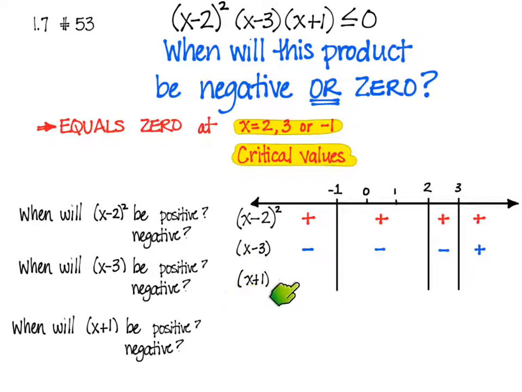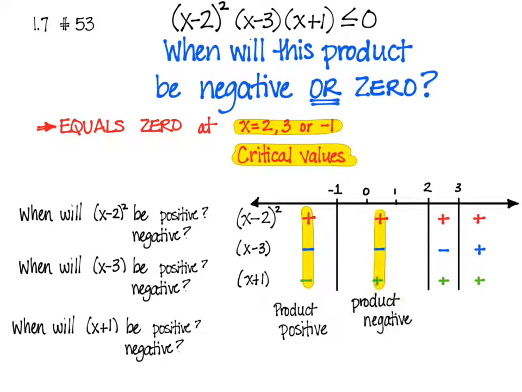With x + 1, if x is less than -1, it's going to be negative, but anything above that, it's going to be positive. Now remember the question up here, the way I reworded it: when will the product be negative? So we're going to look at these 3 signs and multiply them. If you had a positive times a negative, you get a negative, and a positive times a positive is positive, and so forth. And so we find out what the sign of each of those products is.